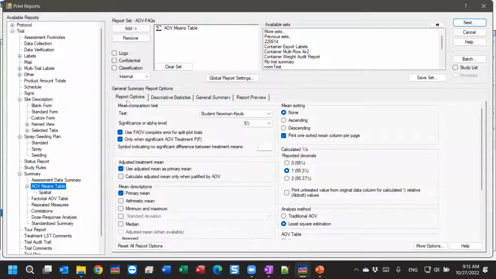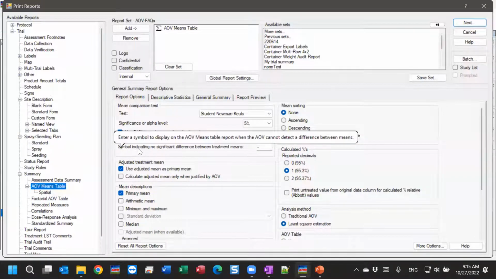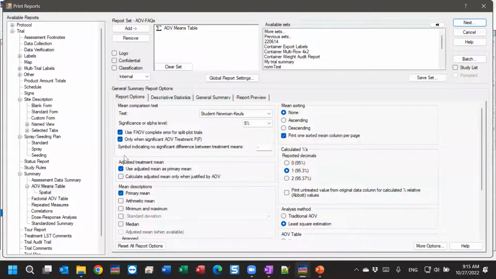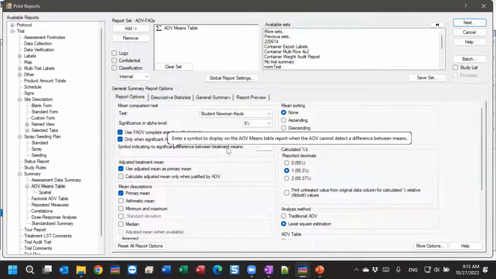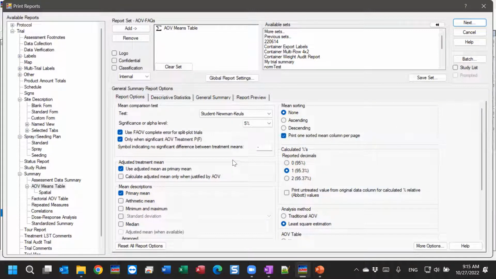The answer to why we see those dash marks instead of the letters would be down here in our report options. We have an option, a symbol indicating no significant difference between treatment means. So when ARM has a column where there is no significance, there's a box here. You can specify what should be put on the report. And the default is this dash to show that there's kind of a none, in a sense.